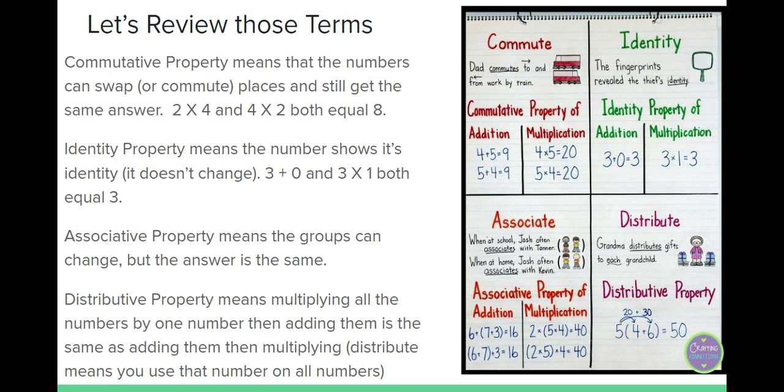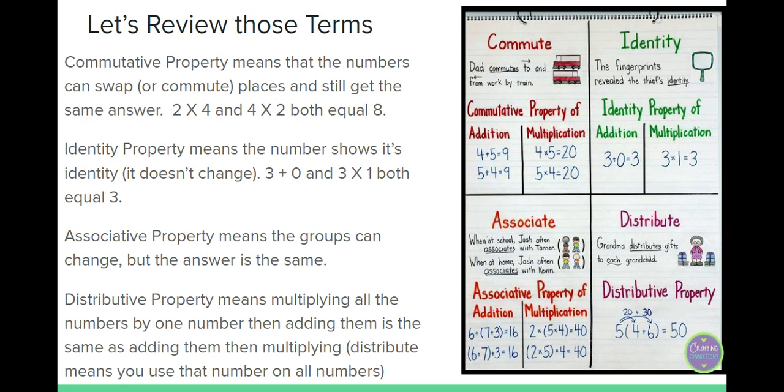So again, the commutative property means that the numbers can swap or commute places and still get the same answer. So 2 times 4 and 4 times 2 are the same thing. They both equal 8. 4 plus 5 and 5 plus 4 both equal 9. So in both addition and multiplication, the commutative property just means that whatever you're adding or multiplying can switch places and you'll still get the same answer.